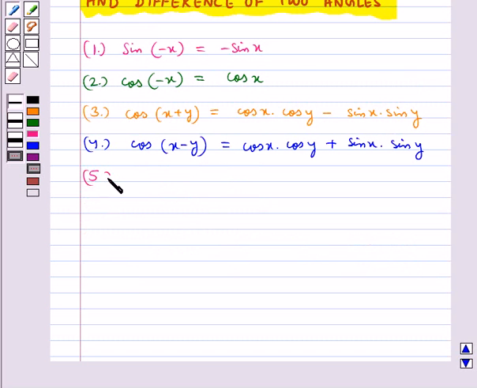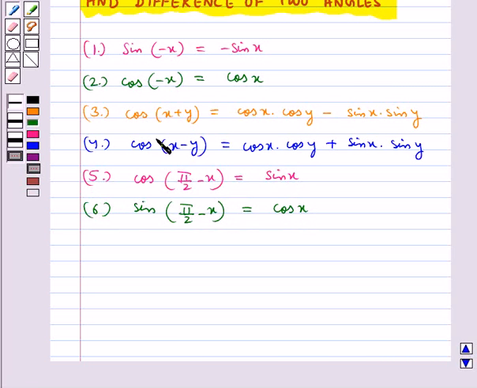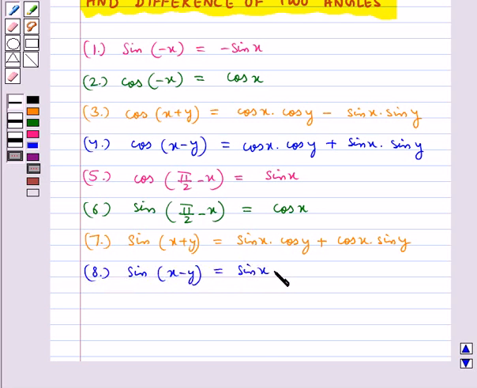Then we have cos(π/2 - x) = sin x, then sin(π/2 - x) = cos x. Next we have sin(x + y) = sin x cos y + cos x sin y, then sin(x - y) = sin x cos y - cos x sin y.